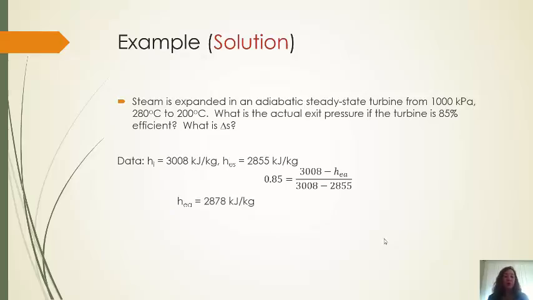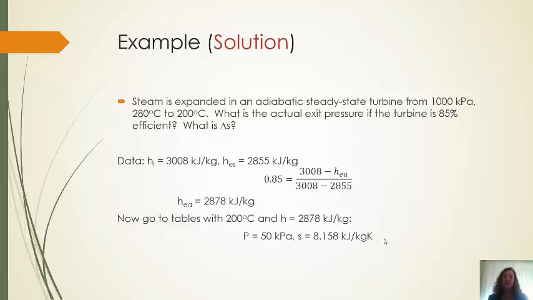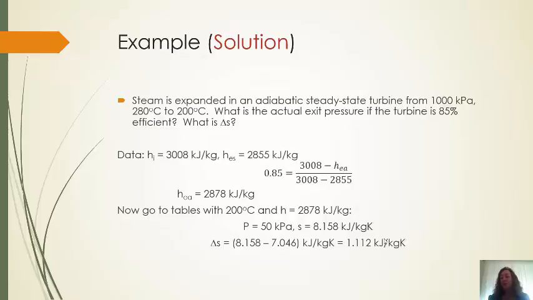Okay, so what good does this do me? Well, I know it's 200 degrees with this enthalpy. And so I can go to the tables and I can interpolate, or in this case it turns out I chose numbers so that it worked out. It was in the book. It's roughly 50 kilopascals, and the entropy is 8.158 kilojoules per kilogram Kelvin. So I have the actual exit pressure, I have the actual exit entropy, and so delta S is 1.112 kilojoules per kilogram Kelvin. So that concludes our examples for this lesson.